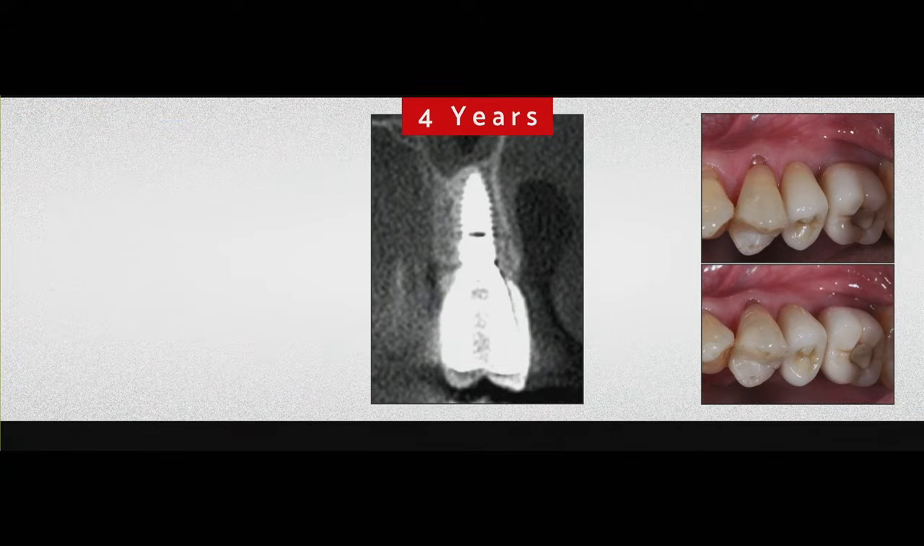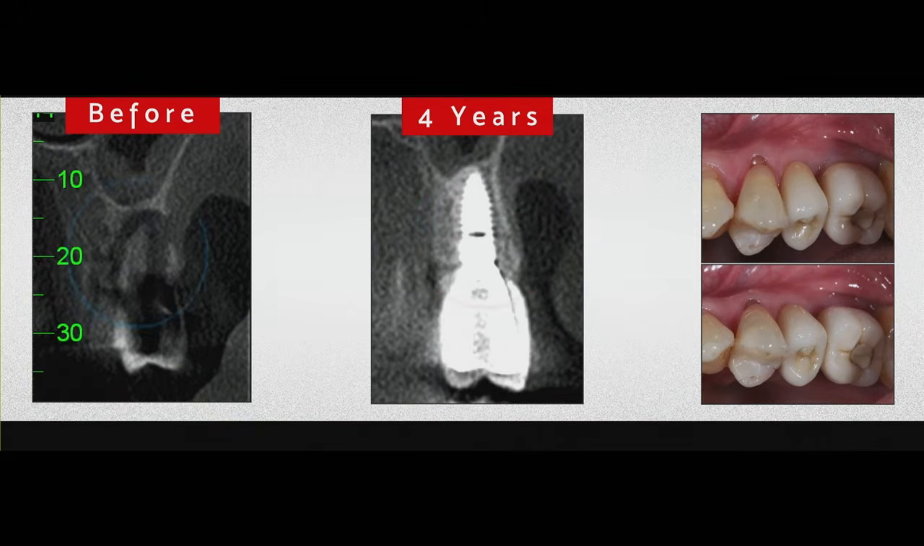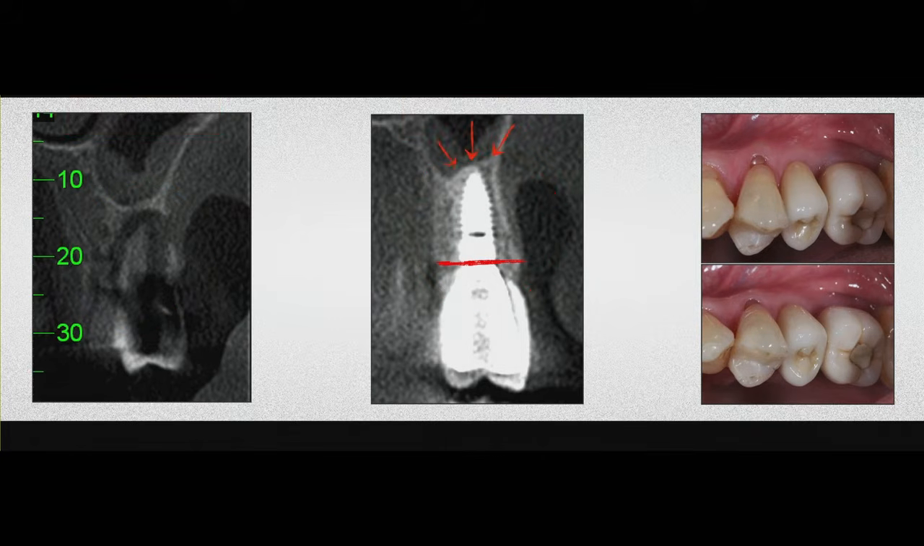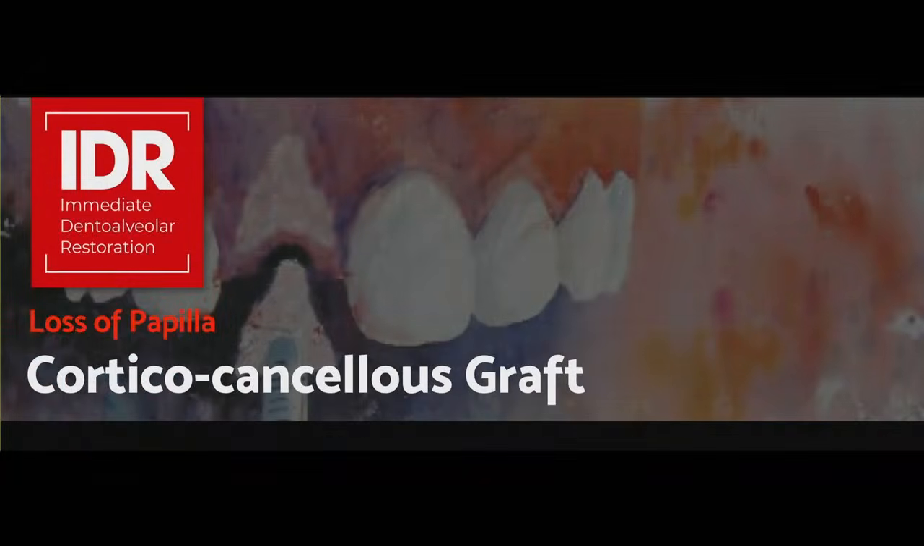This is the clinical and tomographic post-op after 4 years. Make a comparison before and after. You can see bone at the buccal, the palatal aspect, and the bone graft that we had placed over the implant platform is still remaining and remodeled over the implant platform. And you can see at the apex, the bone completely remodeled over the apex of this implant. This article was recently published by the International Journal of Periodontics and Restorative Dentistry, the use of the immediate dental restoration combined with ossidification in periodontally compromised sites.